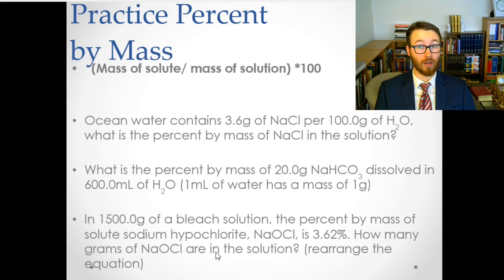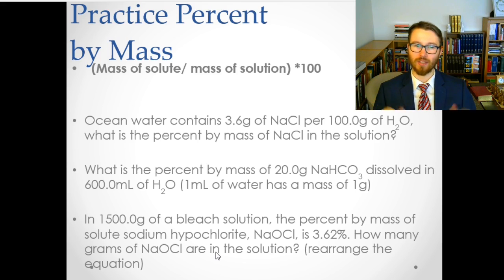For the third one, it's a bit trickier. It's the same sort of question, just backwards. It says, your solution weighs 1,500 grams, and it's bleach. That's what the solution is. All right. The percent by mass of the solute, which is sodium hypochlorite, is 3.62%. So, how many grams of sodium hypochlorite are in the solution?